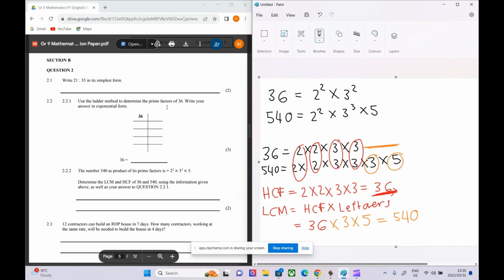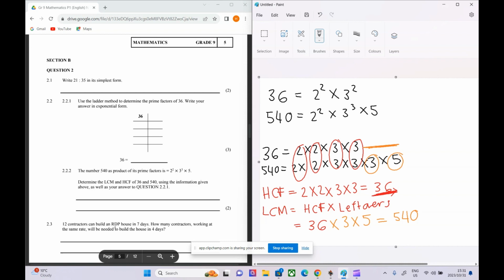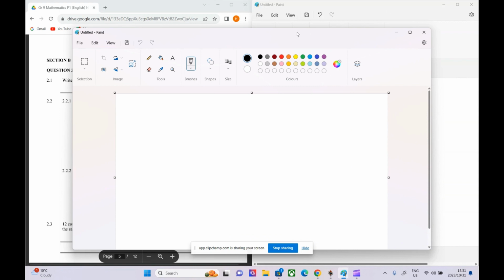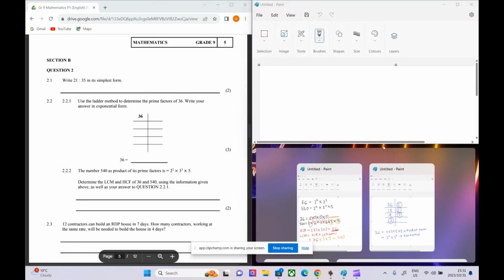Okay, the final question we have here is a question that comes up quite often, 2.3. So 12 contractors can build an RDP house in 7 days. How many contractors working at the same rate will be needed to build the house in 4 days? Okay, so the key thing here is they say it's at the same rate. So that's the only thing that we can really work with.